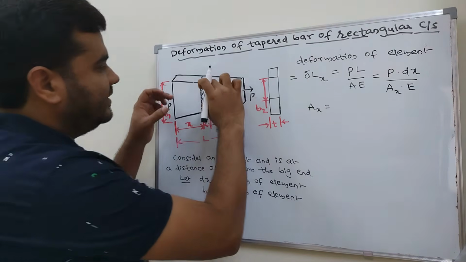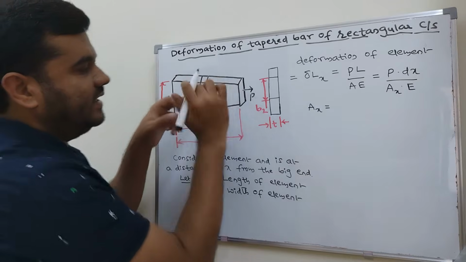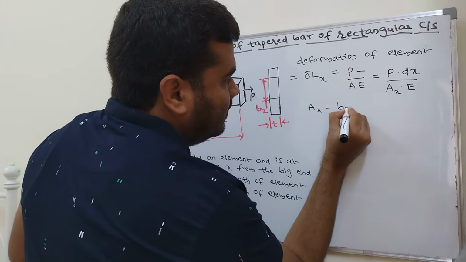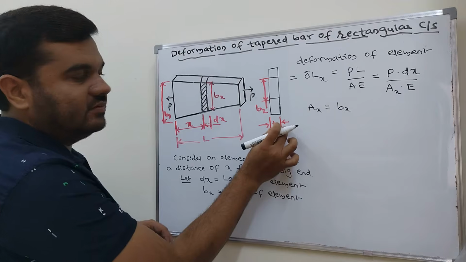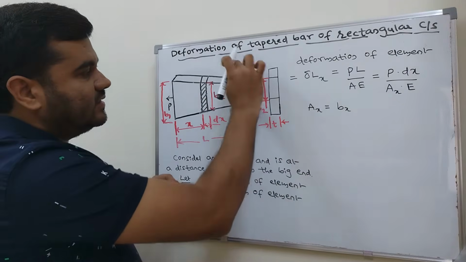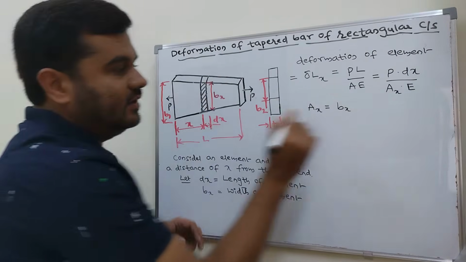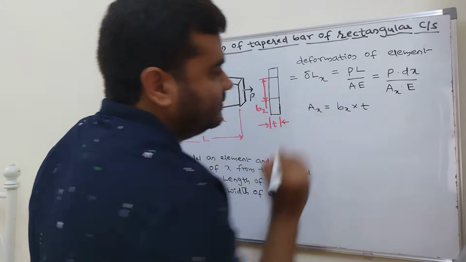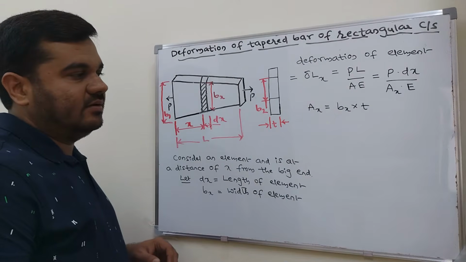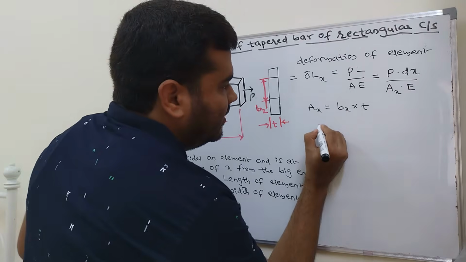What is the width? The width of the strip is bx. Thickness is how much? T, because the thickness is constant anywhere. Area is width into thickness.